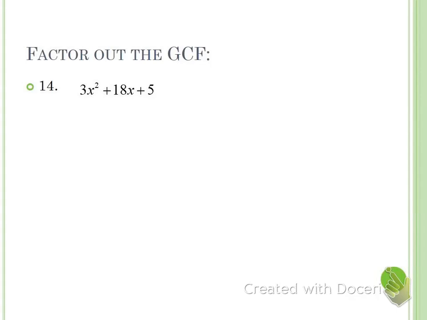Okay, greatest common factor. Well, 3 won't go into all 3 of those. 3 won't go into 5. 5 won't go into 3 or 18, right? So there's not a number that we can factor out of this, right? How many x's do they all have in common? Well, none. So there is no greatest common factor.